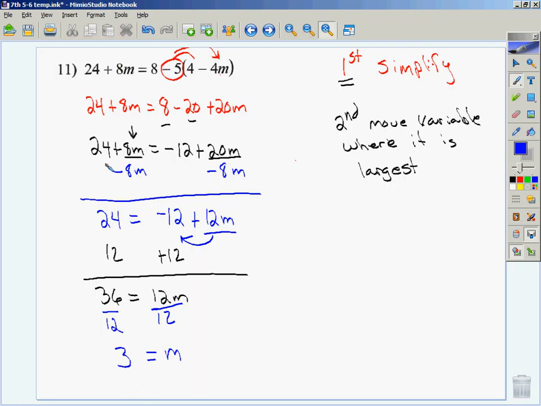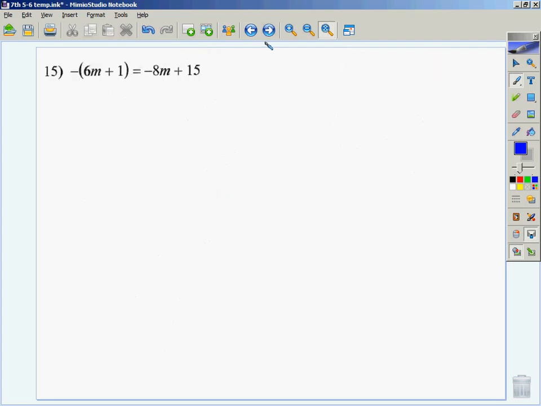And again, remember, no matter how complicated this gets, I always have the ability to plug those numbers back in and check to see if it's correct. And you can pause this so that students can get it copied. Again, the first thing we should always look for is, is there anything that can be simplified?